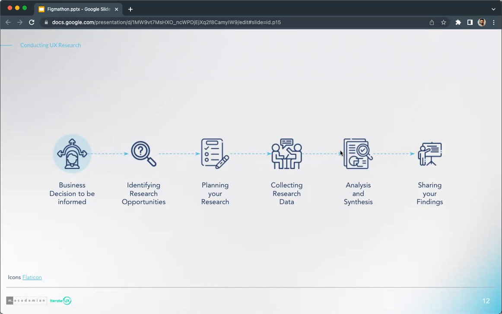So once you've done that, once you have a good understanding of the decisions that you're trying to inform, you then go ahead and identify the research opportunities. So where can research help? How can research help? What decisions are the highest priority? So you identify where research is helping.